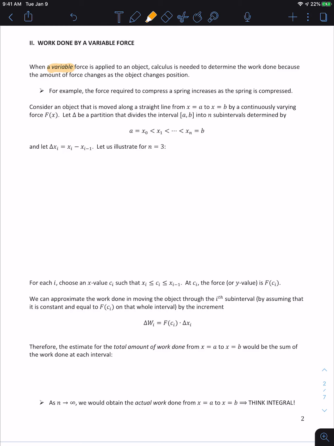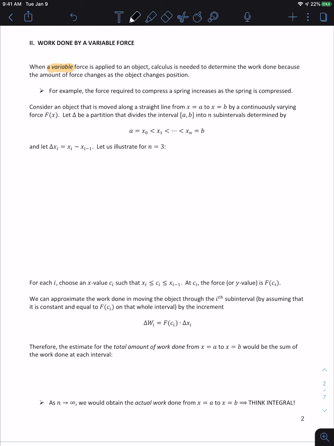Okay, so consider an object that is moved along a straight line from x equals a to x equals b by a continuously varying force function F of x, big F of x. Let delta, that's just a fancy name for what we call the partition. Remember, partition just means break it up into little pieces, right? So let delta be the partition that divides our interval from A to B into n different subintervals determined by A equals x sub 0 all the way up to B, right? This should remind us of what we've been doing with our definite integrals so far in the course.